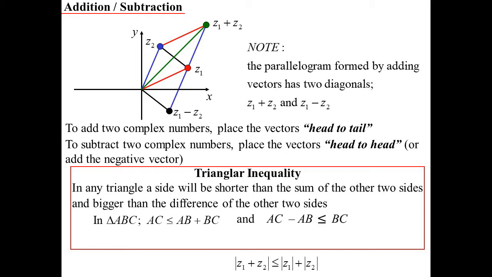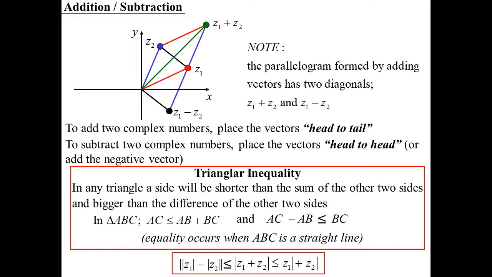But also, it'll end up being bigger than the difference of the other two sides, because you could rearrange that inequality. And I could rewrite it as AC minus AB is less than or equal to BC. So I could say the modulus of Z1 plus Z2, when I'm talking about complex numbers, is going to be bigger than the modulus of Z1 minus Z2. Notice I put absolute value signs around that, because I don't know which side is going to be bigger, Z1 or Z2. Equality will happen, because we're saying less than or equal to, if the 3 points are all in a straight line. So it's not actually a triangle.